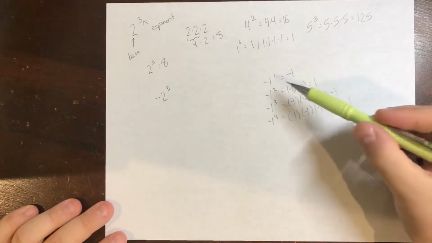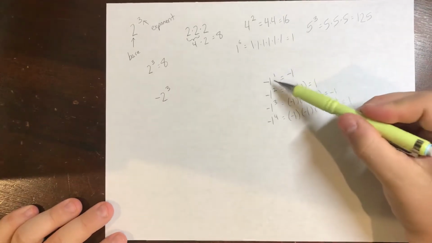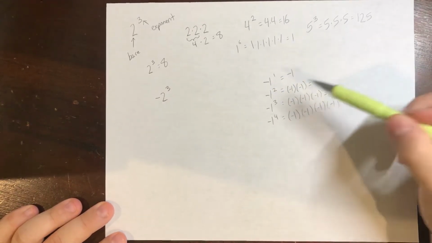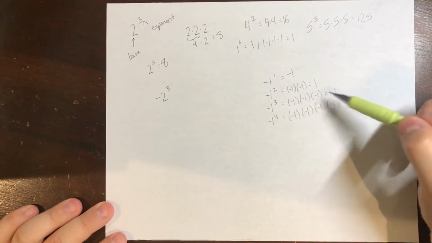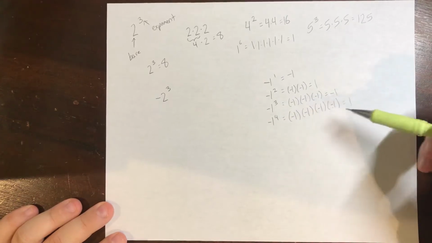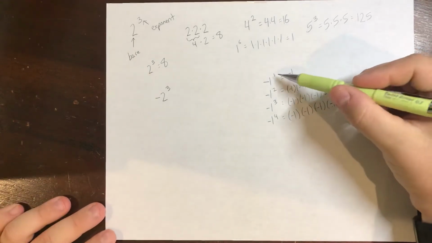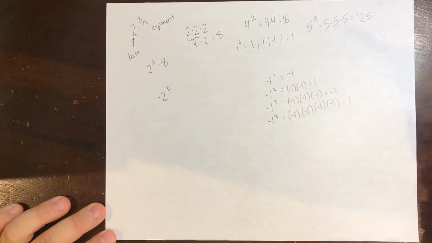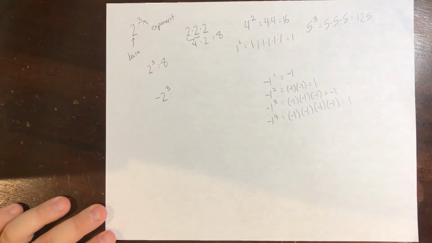So if you look, we can continue on with this trend, but we're going to see if we notice a pattern. Negative 1 to the first gives us negative 1. Negative 1 squared equals 1. Negative 1 cubed equals negative 1. Negative 1 to the fourth equals 1. What kind of pattern do we notice here? Anytime we have an odd power, we end up with a negative. Anytime we have an even power, we end up with a positive.